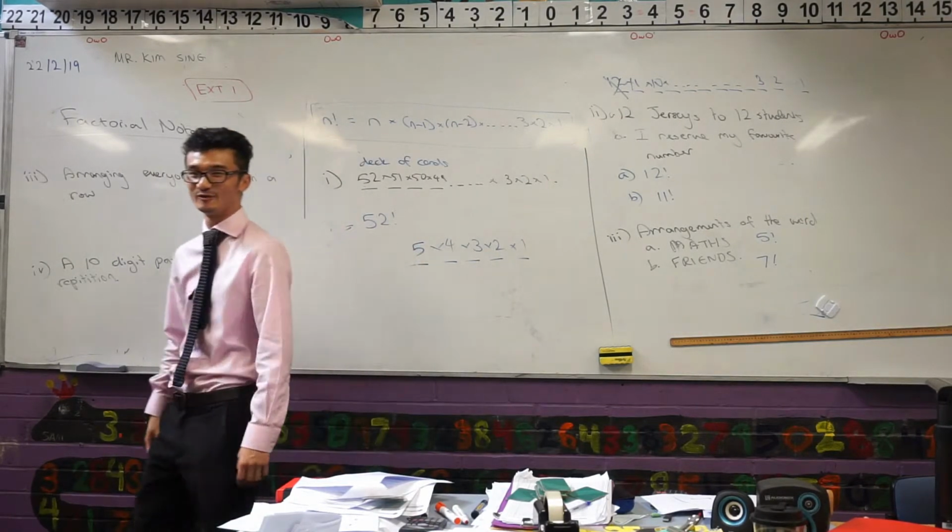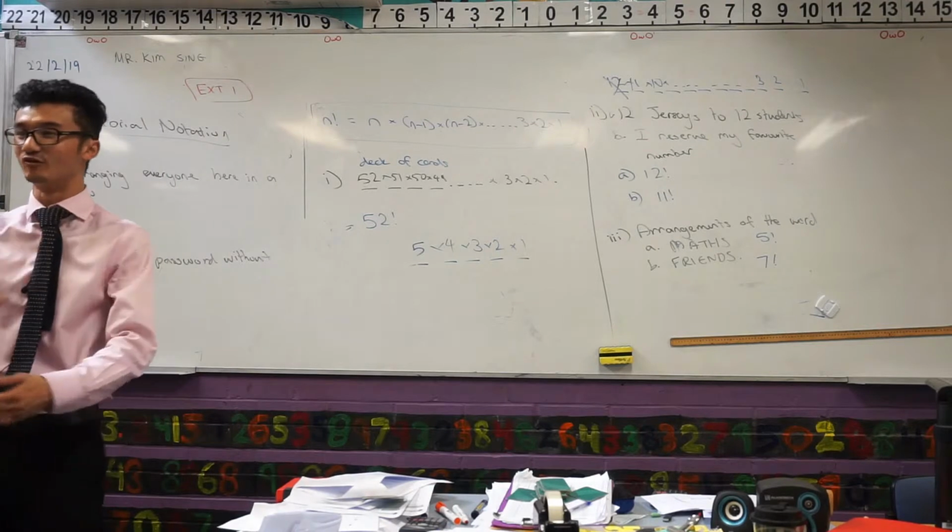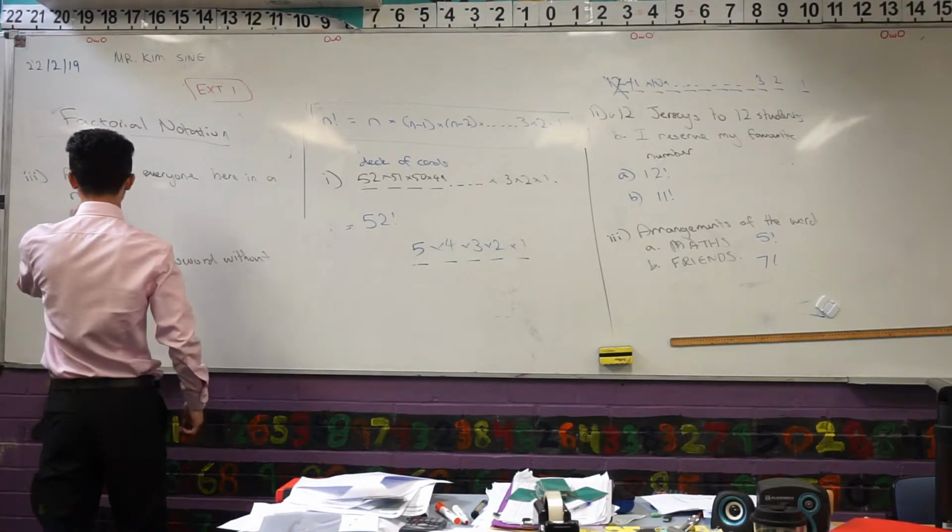There's 9 people in the room, 9 spots. I'm arranging them in a row. That would be 9 factorial.